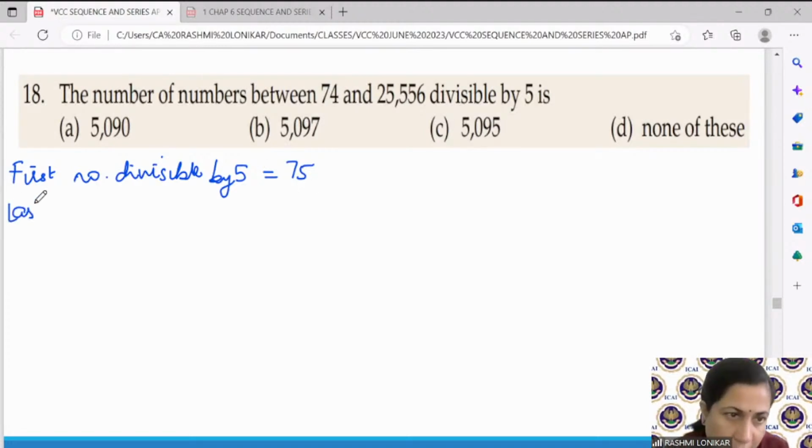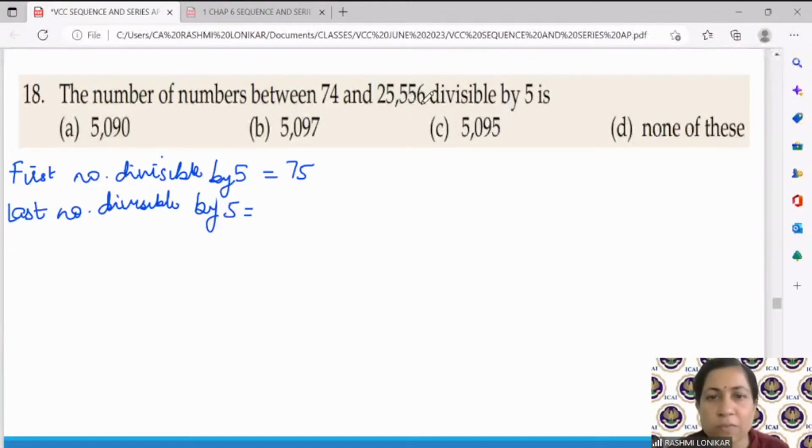Which is the last number divisible by 5? Okay, this is 25556. So I just have to subtract 1. When it is with 5, it becomes very easy. Okay, so this is the last number divisible by 5. Now they are asking you to find the numbers divisible by 5.